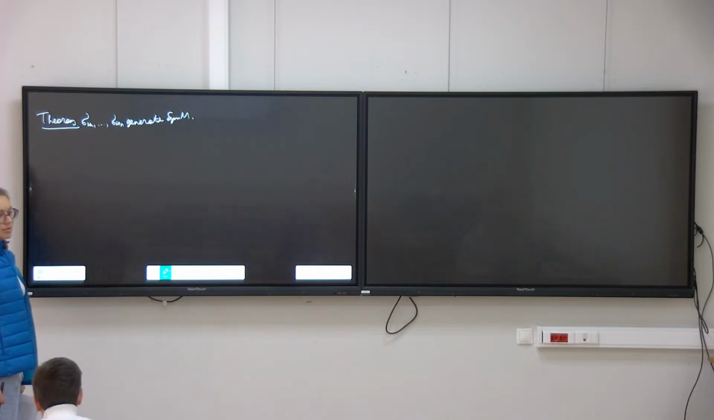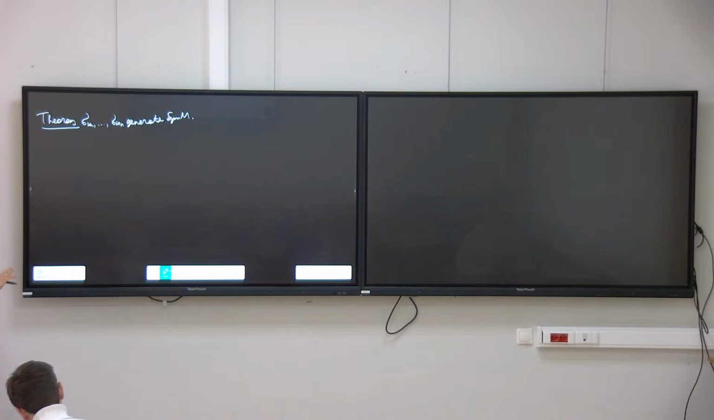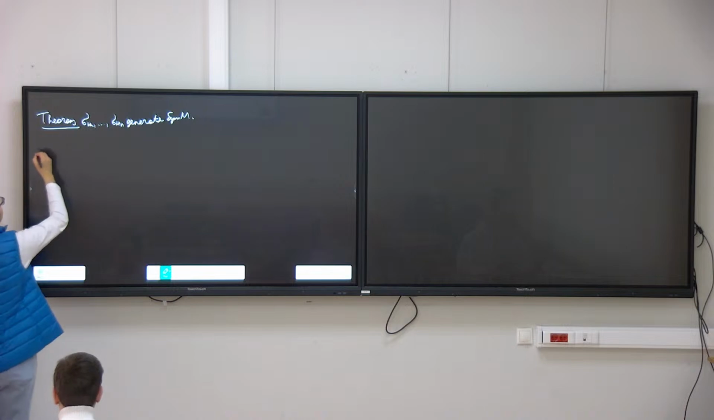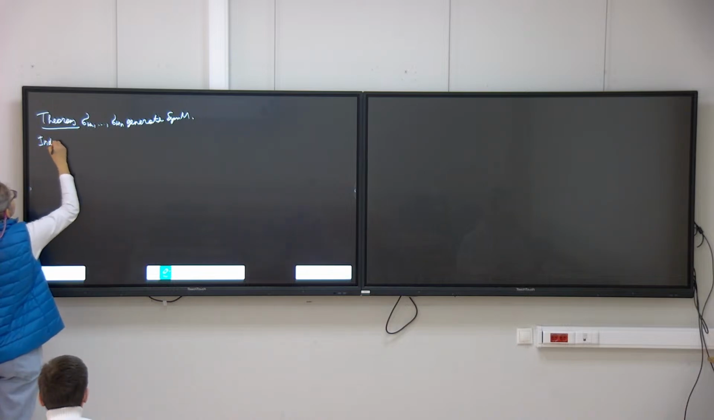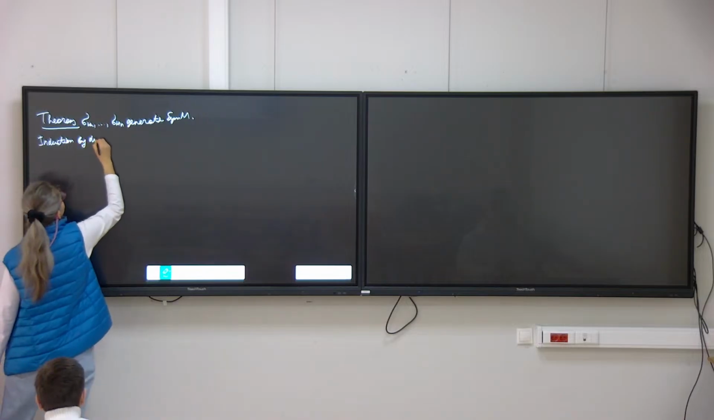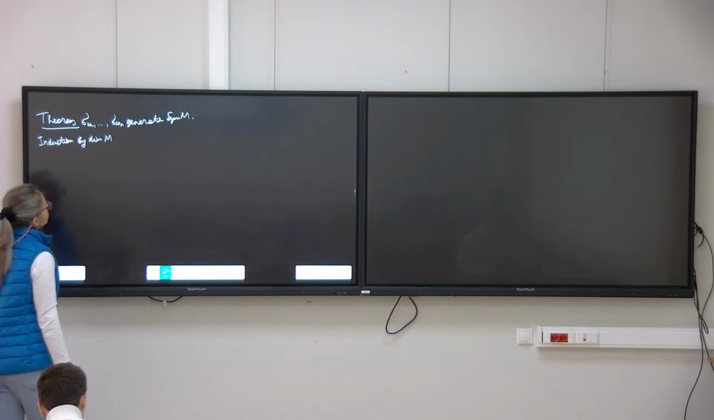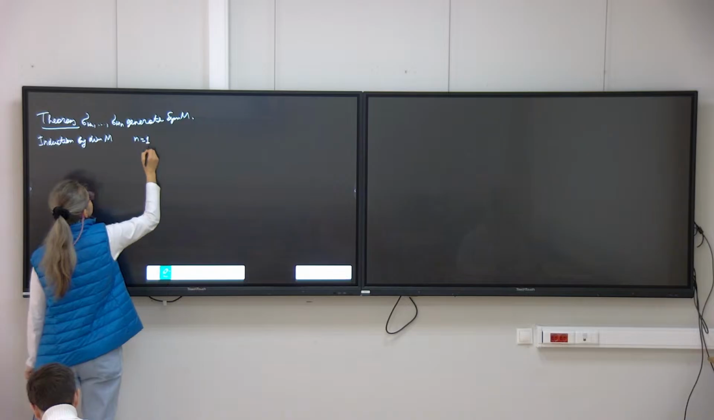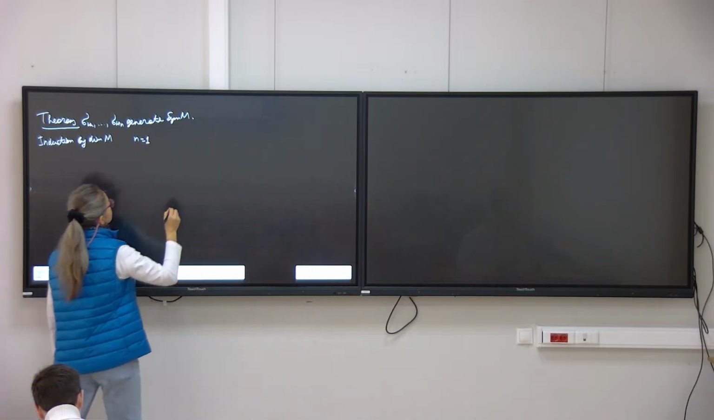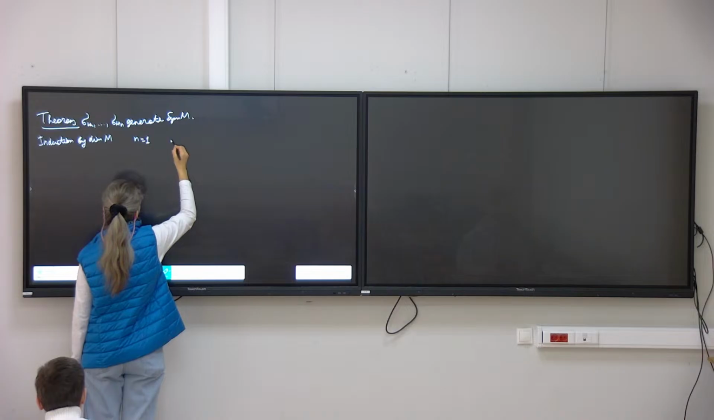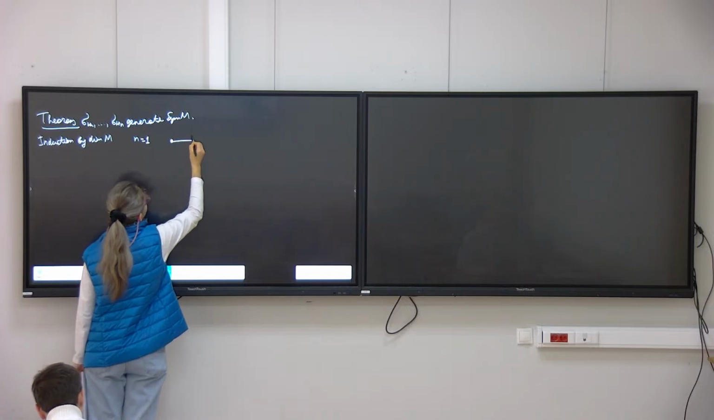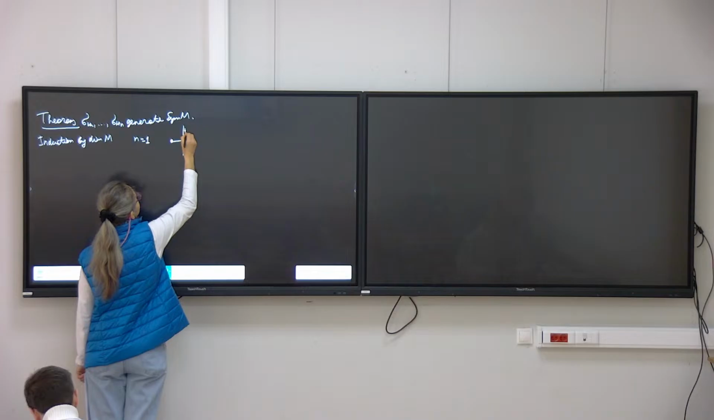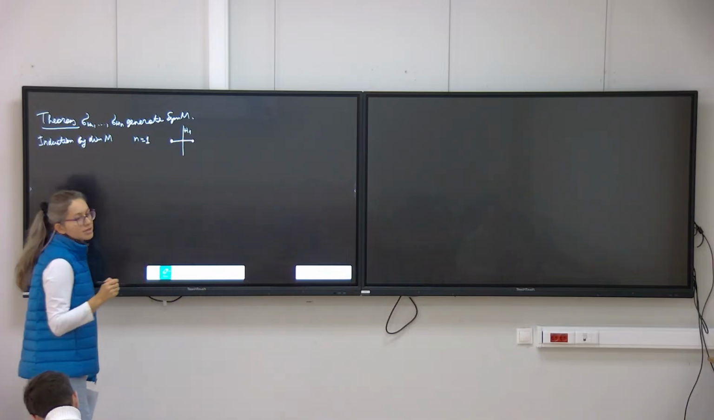We can use induction, and we almost repeat the proof from the previous lecture. So induction by M. For example, for n equals 1, this is obvious, because we have only h1. This is our h1. Clearly, it generates sym M.